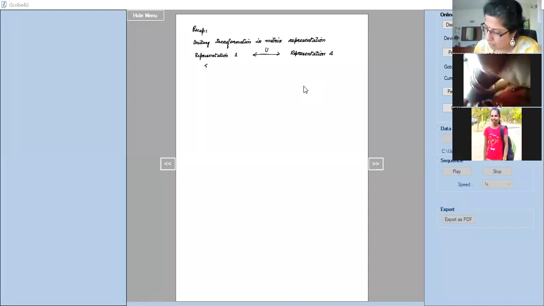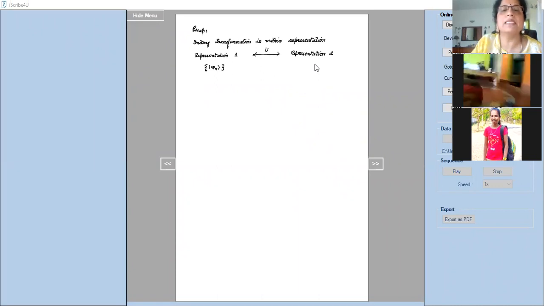If you remember that here you had a set of eigenkets, okay, which were the basis set. Just one second. I have to admit a few more people.